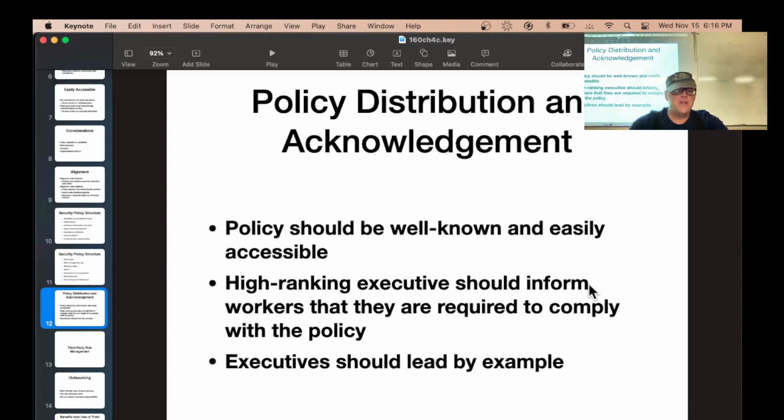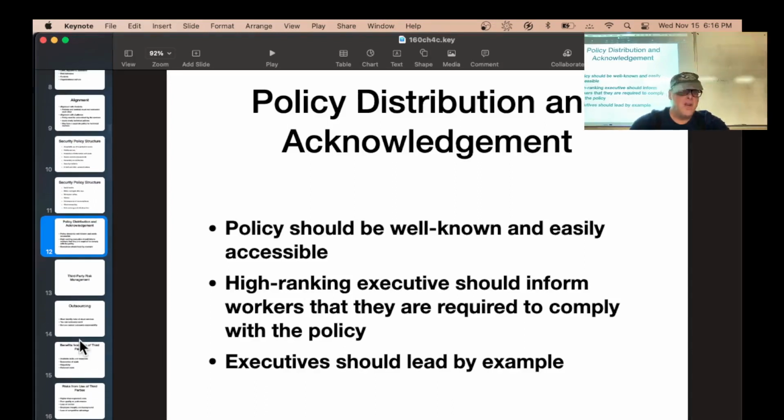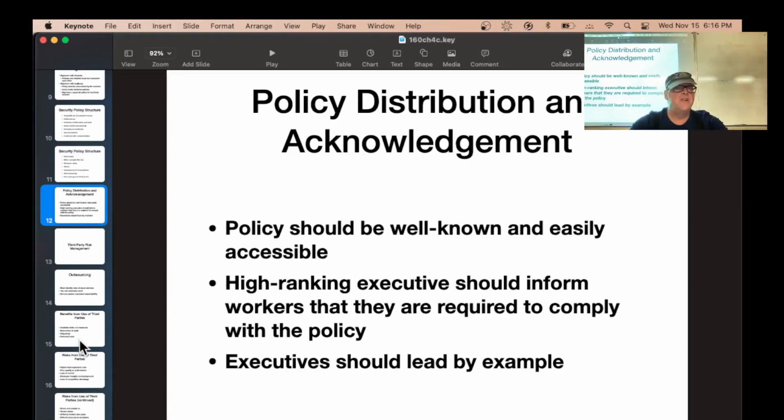So your policy should be accessible. Your high-ranking executives should inform the workers and lead by example. It is very common that executives break the policy.